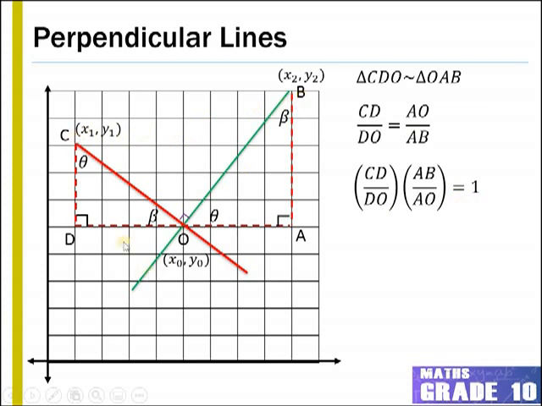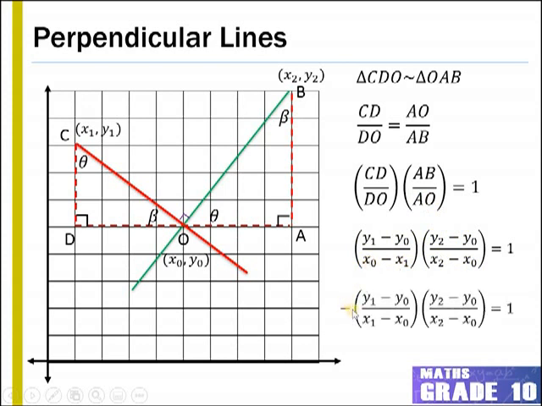And now if we label the coordinates, so that O is (x0, y0), C is (x1, y1), and B is (x2, y2), then we can write CD as y1 minus y0, DO as x0 minus x1, AB as y2 minus y1, and AO as x2 minus x1. If we rearrange the denominator of this fraction so that it's of the form x1 minus x0, then we can put the negative symbol at the front, and we have that negative (y1 minus y0) over (x1 minus x0) multiplied by (y2 minus y0) over (x2 minus x0) equals 1.